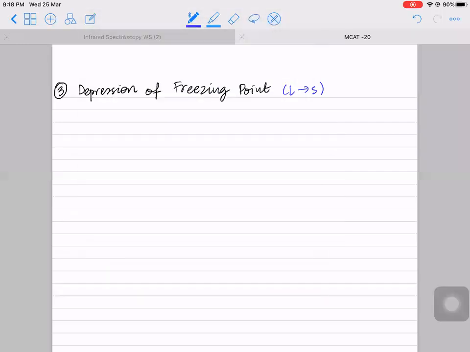Just as boiling point is when the vapor pressure is equal to the atmospheric pressure, freezing point occurs at the point where the vapor pressure of the solid is equal to the vapor pressure of the liquid. So when these two vapor pressures are equal, that's when freezing occurs.